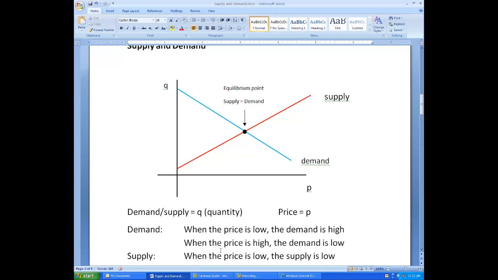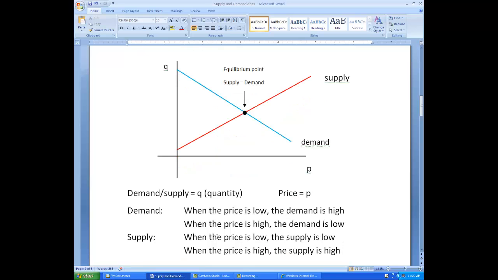With demand, when the price is low, then consumers are willing to buy quite a few, so the demand is high. When the price is high, consumers aren't willing to pay that much, and so the demand is quite low. For supply, when the price is low, the manufacturer isn't all that interested in producing many, and so the supply is low. And when the price is high, then the manufacturer thinks, well, I could probably make a lot of money, so I'll go ahead and supply quite a few, and so the supply is high.